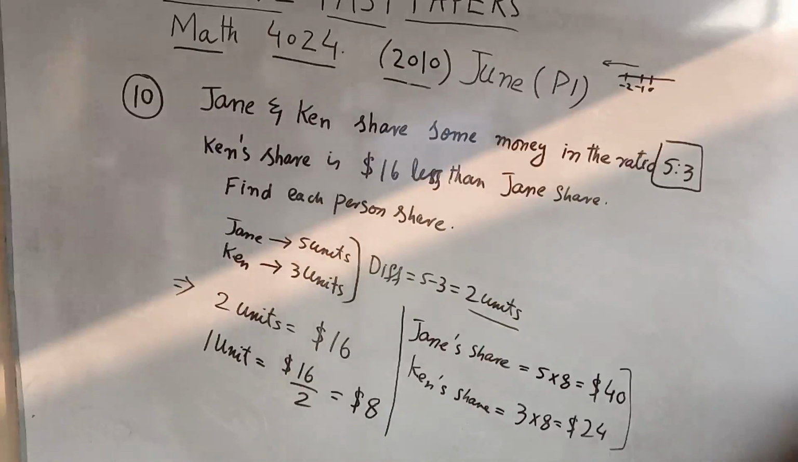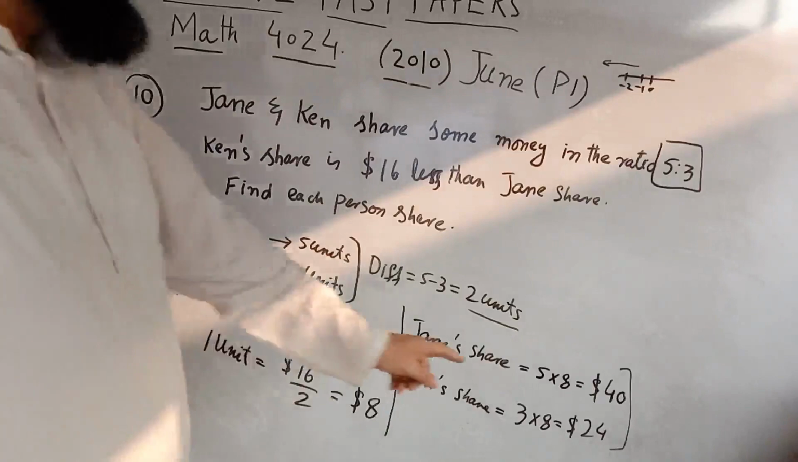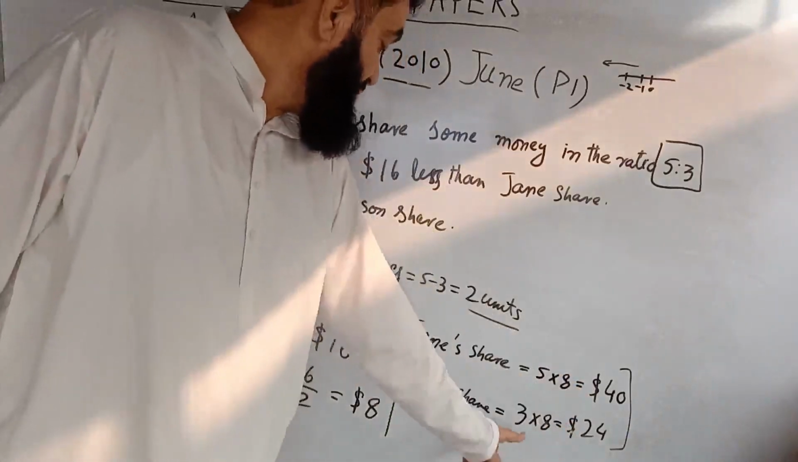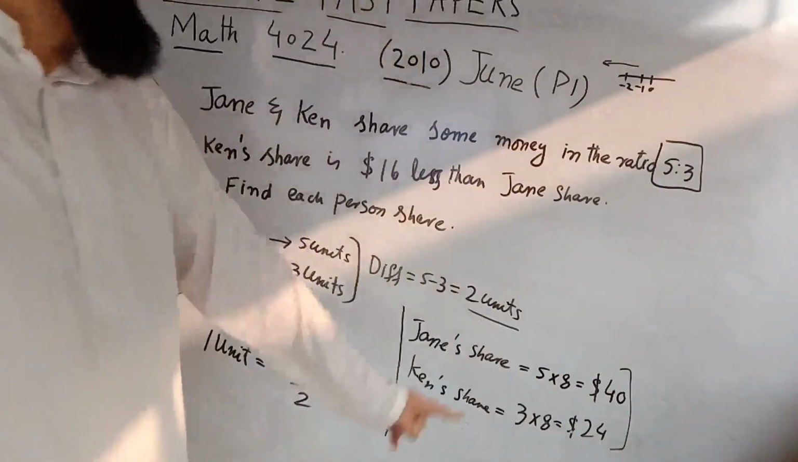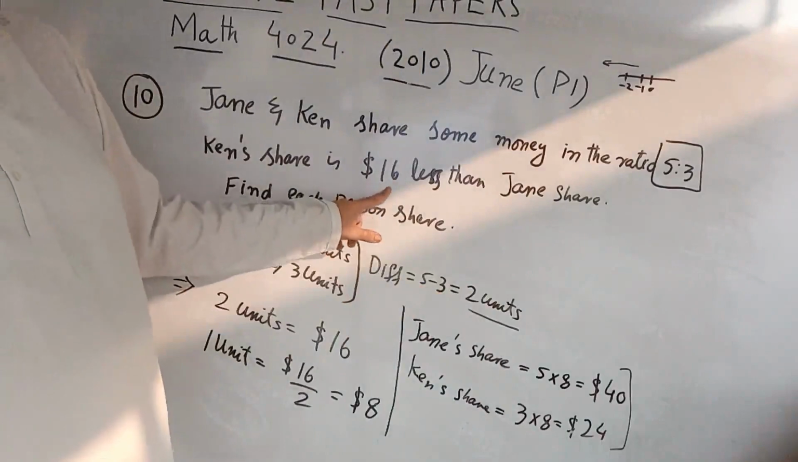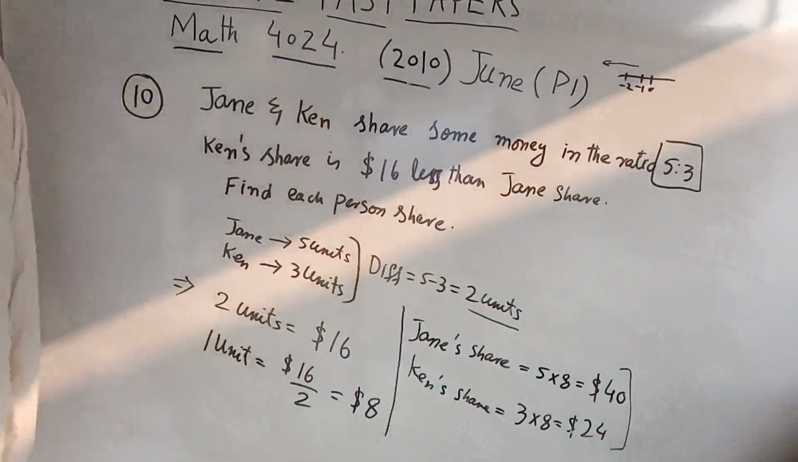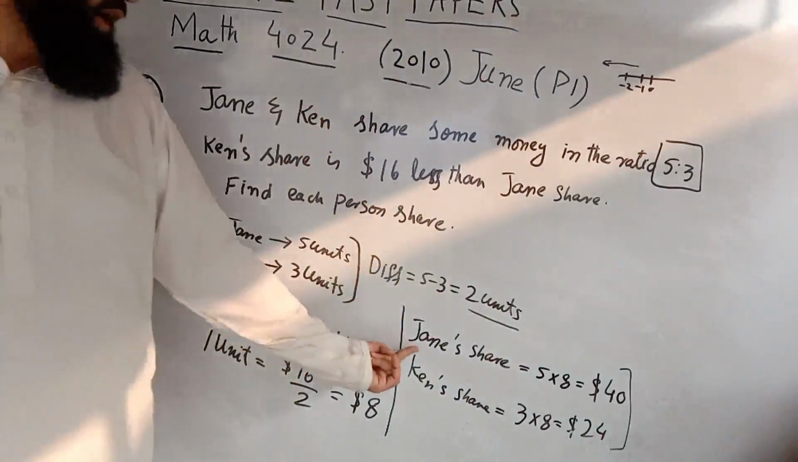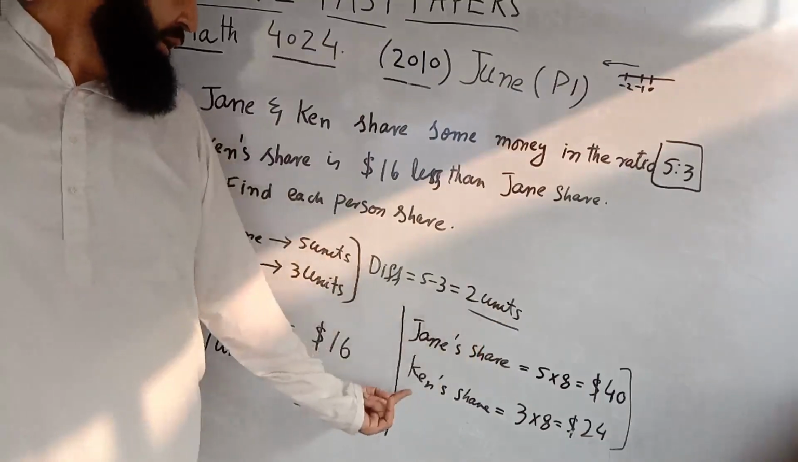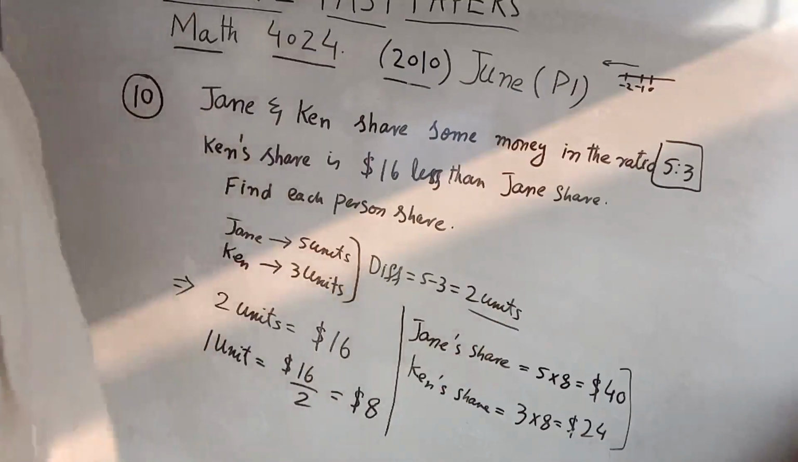As you can see from here, the difference between them is $16. That is, Ken's share is $16 less than Jane's share, which is the given condition. So our answer is correct here. So this is the answer. Jane's share will be $40 and Ken's share will be $24.